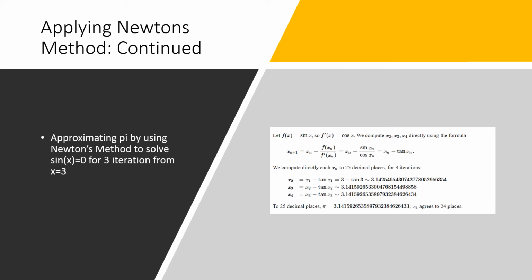Now, if you look at the three, you can see a difference: at the very end, they're all going to have different numbers, which in a sense makes sense. So up to 25 decimal places, pi is going to be 3.14159, and so on. It agrees to 24 places.